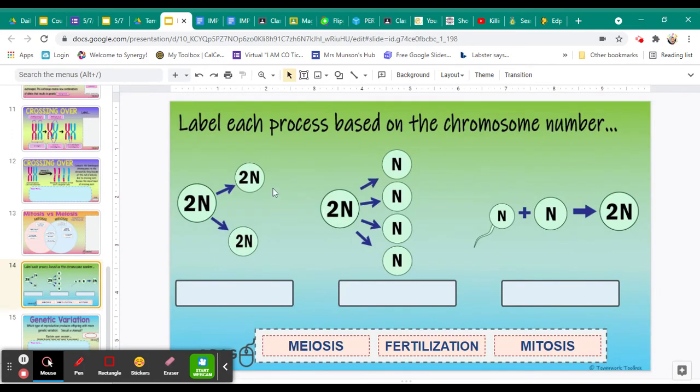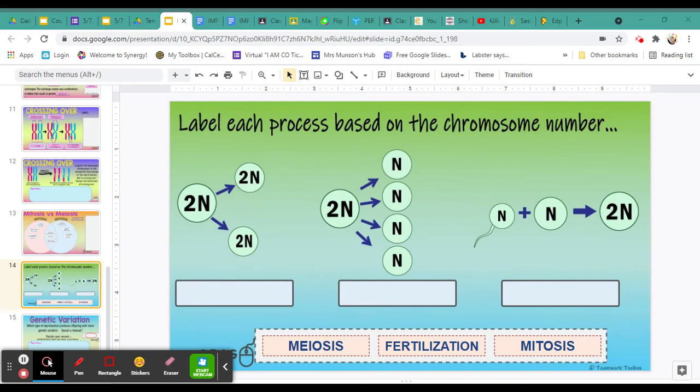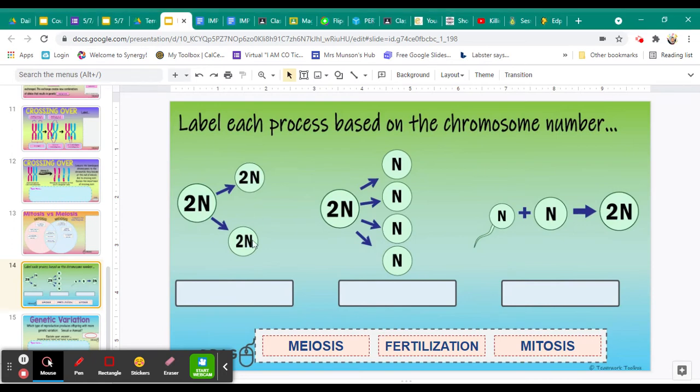Next slide, we're looking at the chromosome numbers, right? So if we are making new body cells, then, oh gosh, my emails are coming in. If we're making new body cells, then we're going from 2 copies of the chromosome to 2 cells that still have 2 copies of the chromosome because we're making identical cells. So that's mitosis, which is what we do when we need to replace body cells or grow.